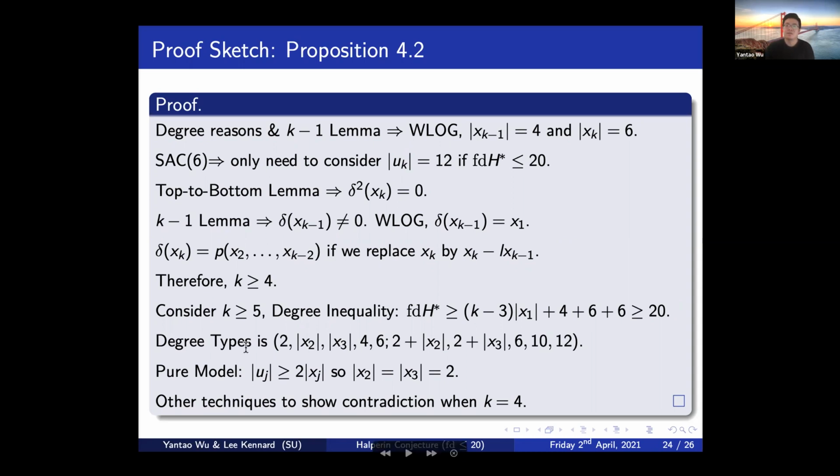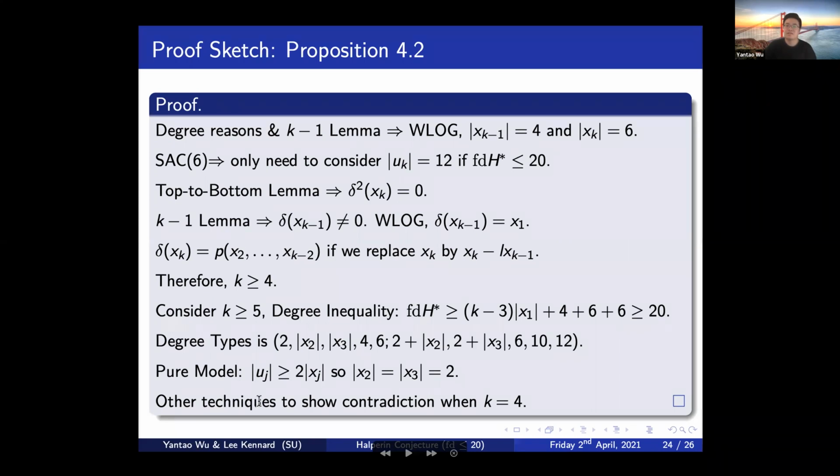And we build its degree type. Look, it has this form. We have two unknowns. But we have the purity model, which says that the degree of a relation is at least twice the degree of the generators. So we can solve that. The only possibility is that the degree of x2 equals the degree of x2. So this is the degree type we have found.